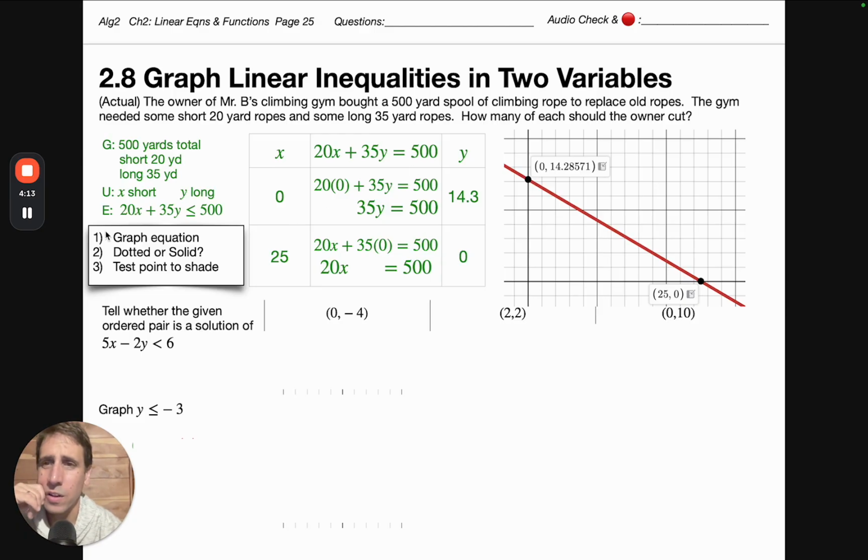So that's actually step one. I graphed the equation. Then I had to think to myself, if we actually had a point that was on this line, would it actually be a solution? And yeah, you could technically put 25, 0 into here, and it actually works. So I'm going to keep this solid because the line is in it. The line is part of the boundary.